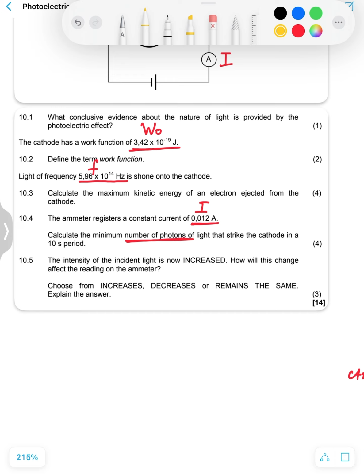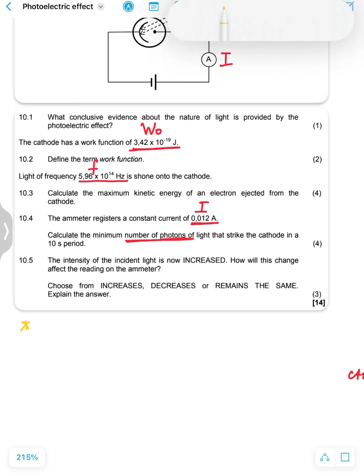We know the effect of increasing the intensity of light: intensity increases the number of electrons emitted. If intensity increases the number of electrons emitted, the current will increase, because current is the flow of electrons or flow of charge. The higher the number of electrons ejected, the higher the current, so the answer is that the reading on the ammeter will increase. Let me just write it down.